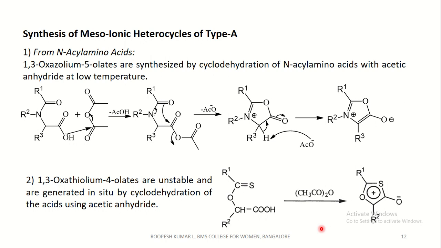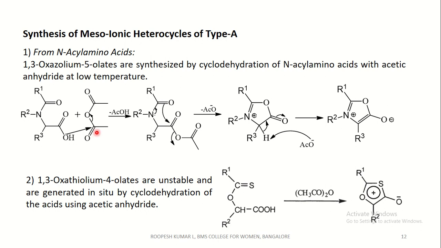N-acyl amino acids. 1,3-oxazolium 5-olates are synthesized by cyclodehydration of N-acyl amino acids with acetic anhydride at low temperature. And you can see this is an amino acid. It is acylated at the N position, hence it is called N-acyl amino acid.